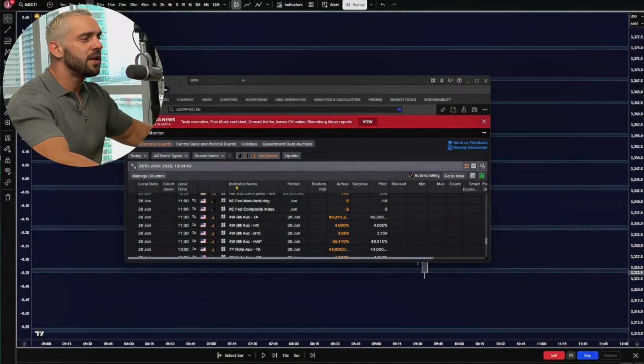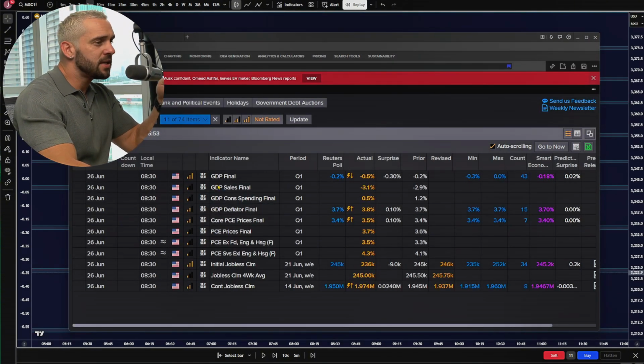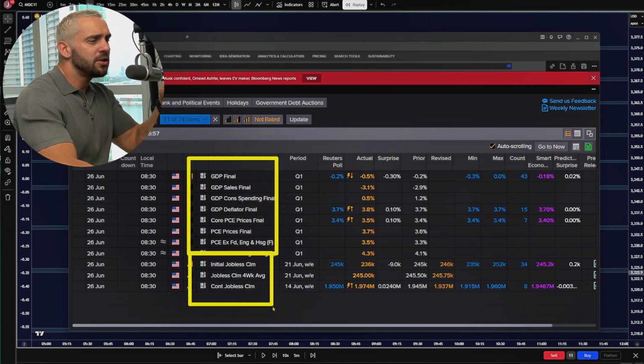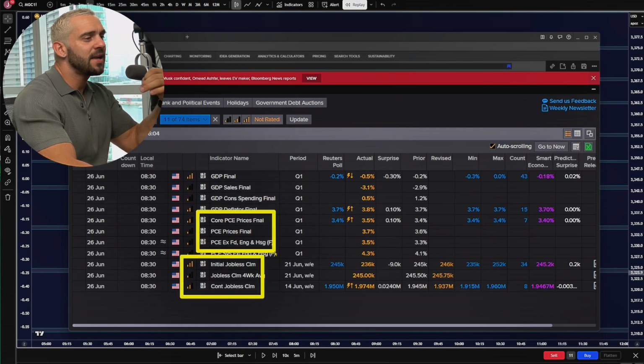This morning, we were starting the day off with a lot of economic data. If we take a look at the economic calendar here, we can see we have GDP data here, we have PCE if we go down a little further, and then jobless claims. Now, these are all very different pieces of data. Jobless claims is labor market data. PCE data is a measurement of inflation, and GDP is a measurement of the economy.